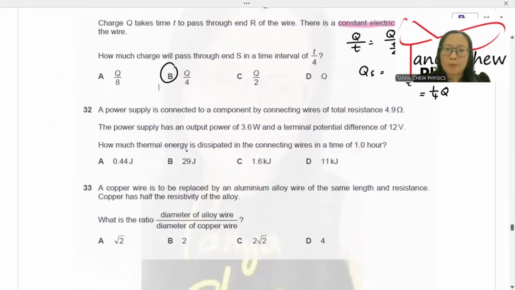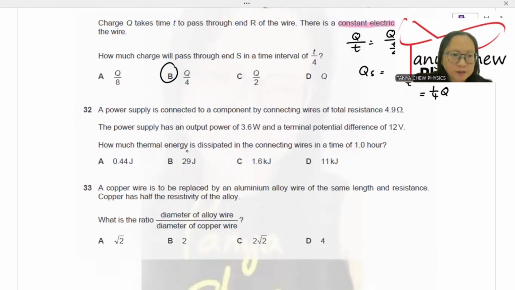Number 32, a power supply is connected to a component by connecting wires of total resistance 4.9 ohm. The power supply has an output power of 3.6 watt and a terminal potential difference of 12 volt. How much thermal energy is dissipated in the connecting wires in a time of 1 hour?